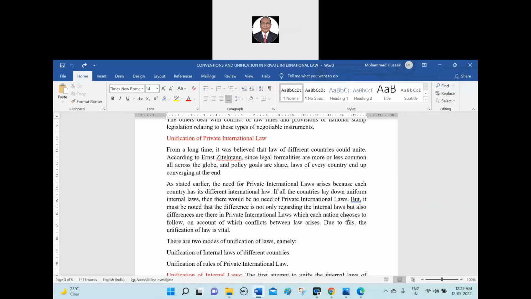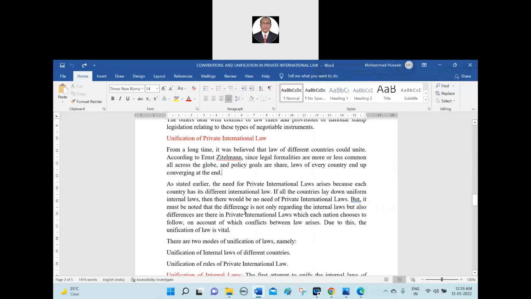Is the law the same in every country? Of course, in certain civil matters, as far as general principles are concerned, yes, it is common to all, either a common law country or a civil law country. Are you following me? Yes, sir. So now, if all the countries lay down uniform internal laws, there would be no need for private international law because the laws are the same.